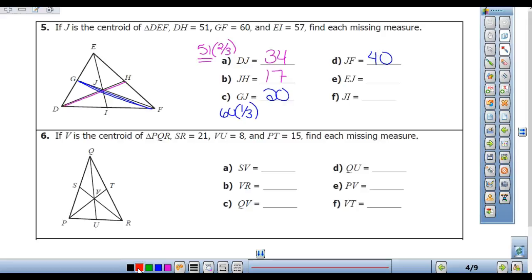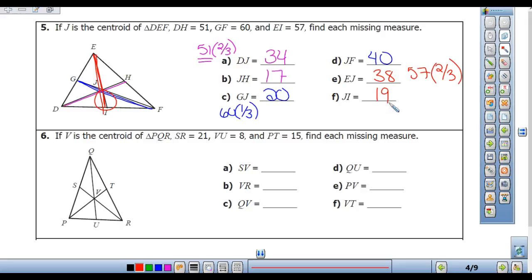Okay, and then JI, so it tells us EI is 57. JI is the big part or the little part? Oh, but it wants EJ. Sorry, my bad. EJ is the big part or the little part? Big part. So I'm taking 57 times 2/3. What is it? 38? Which makes JI 19. Is 19 plus 38 give me my 57?